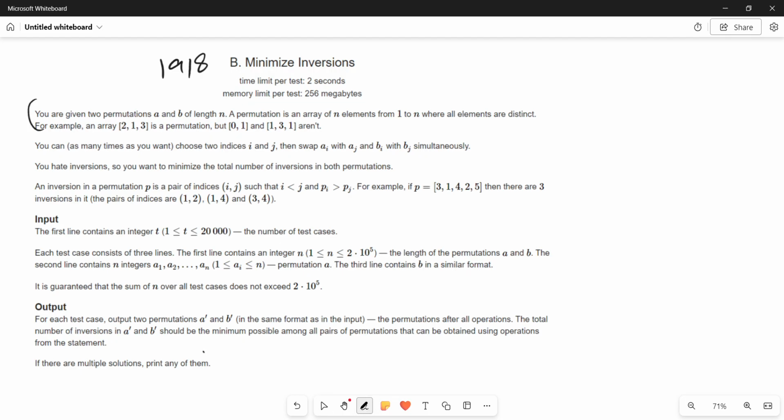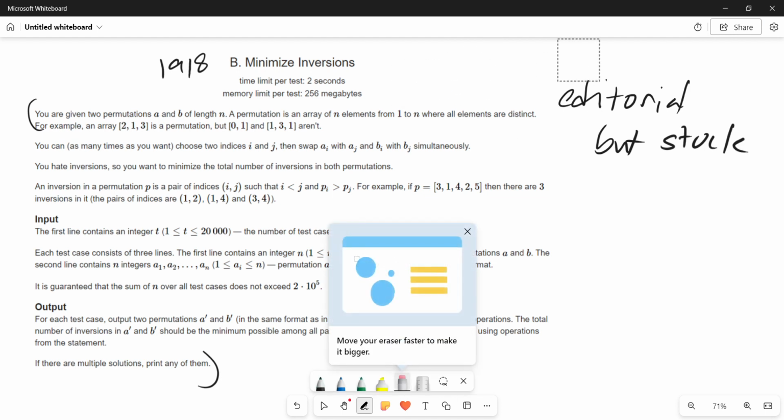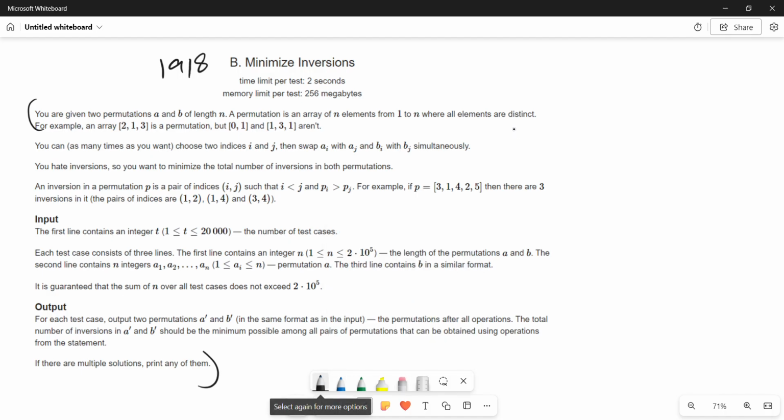It's not very complicated, but I'm just here assuming that you read the editorial and you're still stuck. Fine. Okay, whatever. So what we do in this question is, I'll just take an example.